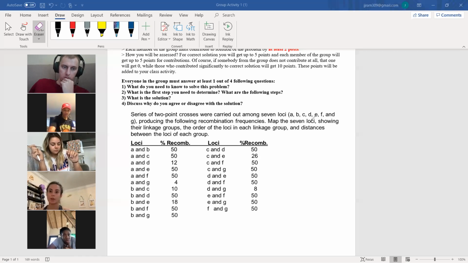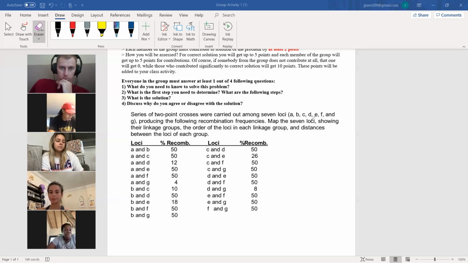For number 2, the first part says, what is the first step you need to determine? The first step is to see whether the data they're giving us is linked or not. You can see that by the 50% rule: anything under 50%, so 49 and under, would be considered linked. Anything above or at 50% would not be considered linked.